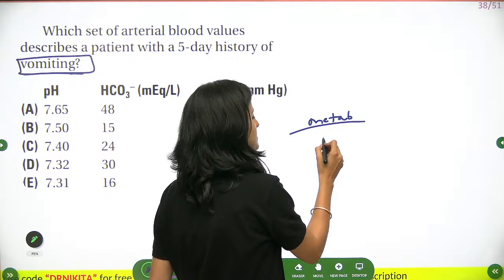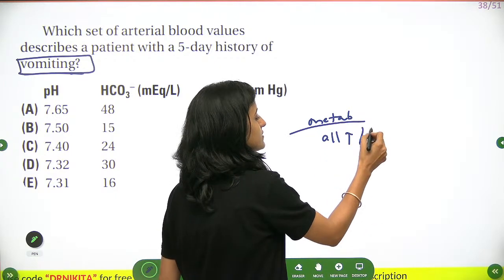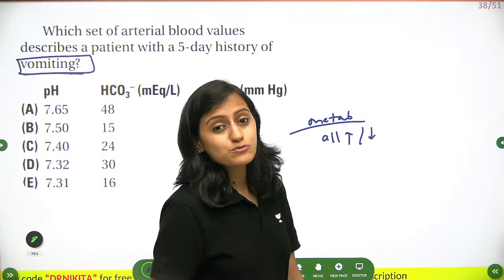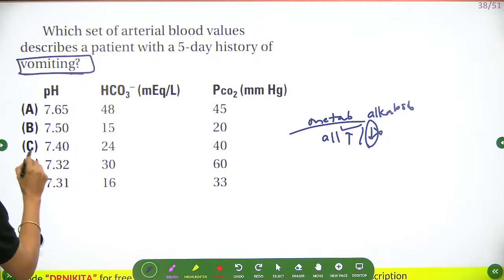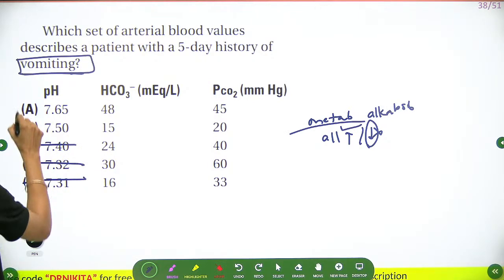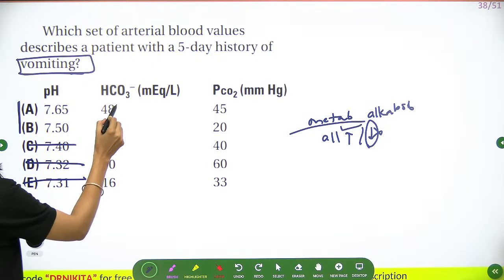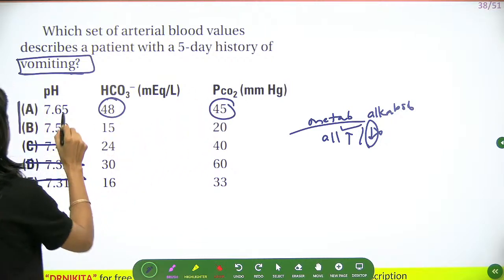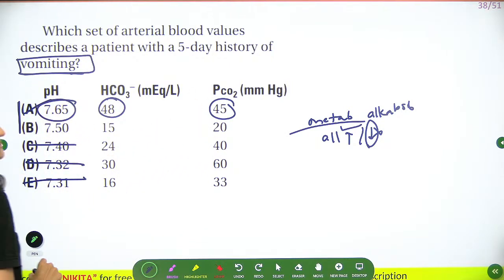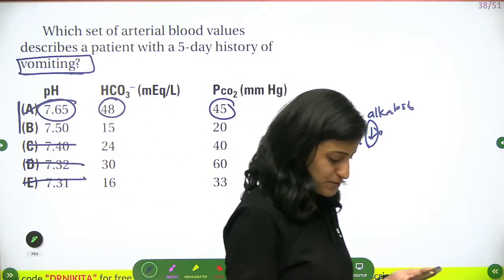What does metabolic mean? All equal, all increase or all decrease. It is vomiting. In vomiting, the acid is going out. So what will be the disorder? It will be metabolic alkalosis. Alkalosis, pH increases or decreases? The pH increases. So everything will be high. These options are ruled out where the pH is low, either A or B. Where is everything high? This is where everything is high. So the answer is A. Okay, the correct answer is going to be A.